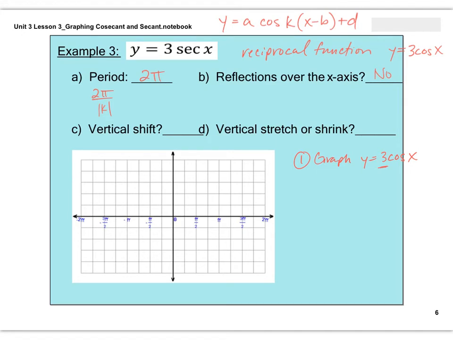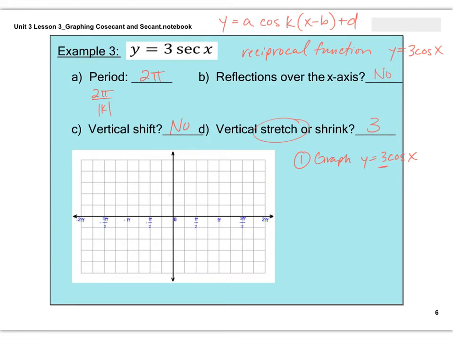Is there a vertical shift? So the vertical shift would be the d. Nope, I don't see any d in our equation, so no. Is there a vertical stretch or shrink? And the answer is yes, there's a stretch by 3 because your amplitude is 3. So let's graph y equals 3 cosine x.